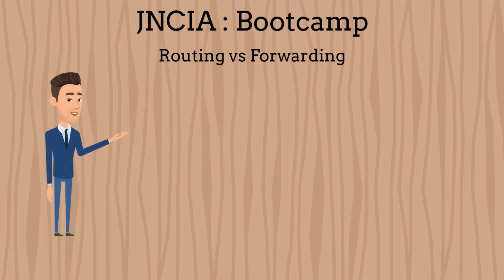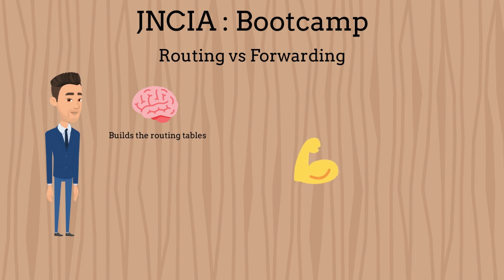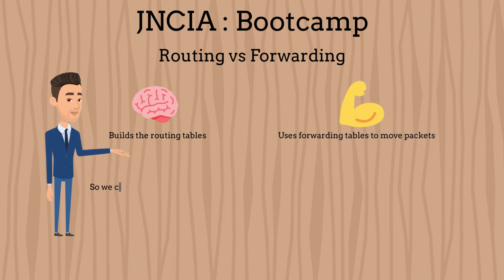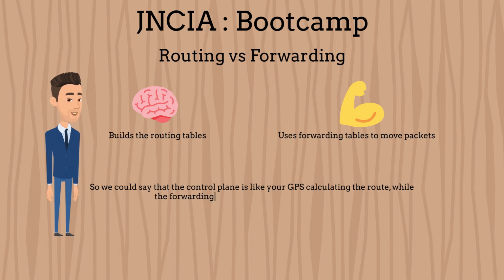Routing versus forwarding. We have the control plane, which is like the brains of the outfit. It builds the routing tables. Then we have the forwarding plane, which could be known as the muscle of the unit. It uses forwarding tables to move packets. So we could say that the control plane is like your GPS calculating the route, while the forwarding plane is the car actually driving it.